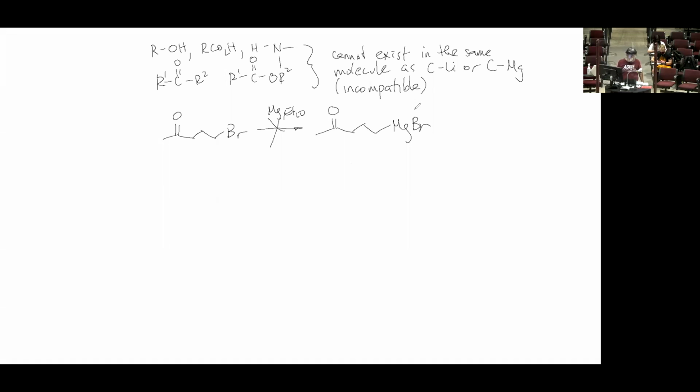We've got a carbon-bromine bond here, and we're hoping to insert magnesium in there. And we're hoping to get something that looks like this. This reaction will fail. You're not going to be able to get that compound because you've got a reactive carbon-metal bond that reacts with ketones. And so you're not going to get a stable organometallic species out of that.